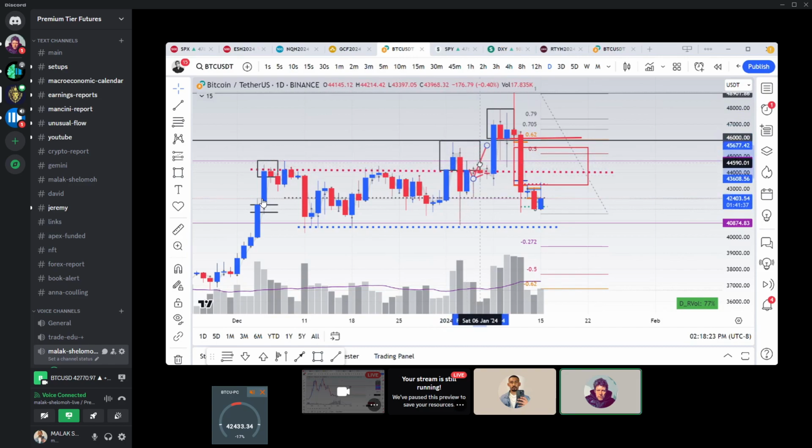That's a little wishy-washy. But when we come to the end of the structure and we get this classic double top false breakout thing, and we get that liquidity hunt, that to me is a great short.